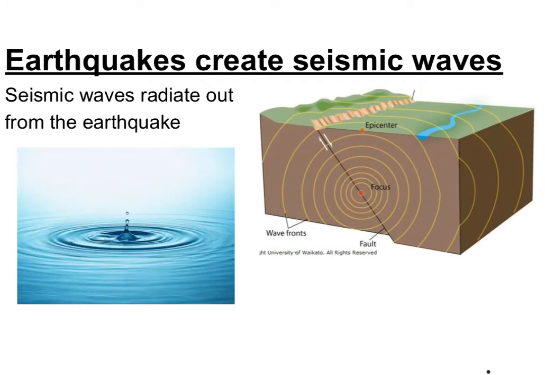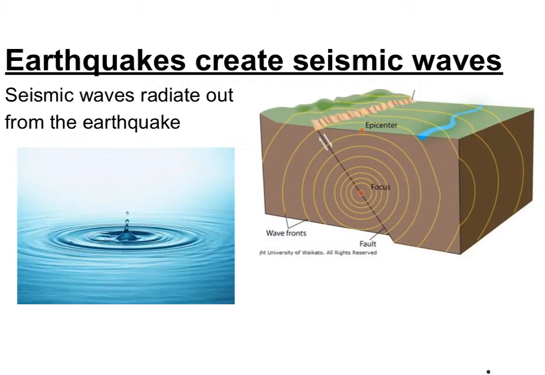So in class on Monday, you learned that earthquakes create seismic waves. Seismic waves tend to radiate outward away from the earthquake. And I think of this as a drop of water. A drop of water, or anything that you plop into a pool of water, a pond, a lake, a stream, whatever. As soon as you drop that rock, for example, into the lake or the pond, you get these little ripples that ripple outward from that center point. And that's kind of what happens with an earthquake.